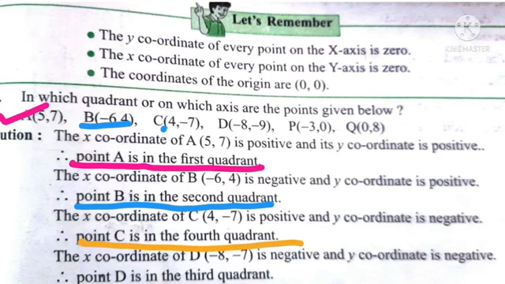Point D, the x coordinate of point D is negative and the y coordinate of point D is also negative. Therefore point D lies in the third quadrant. Next one, point P, minus 3, 0. Students, observe here the x coordinate of point P is present and the y coordinate is 0. Therefore point P lies on the axis, not in a quadrant.